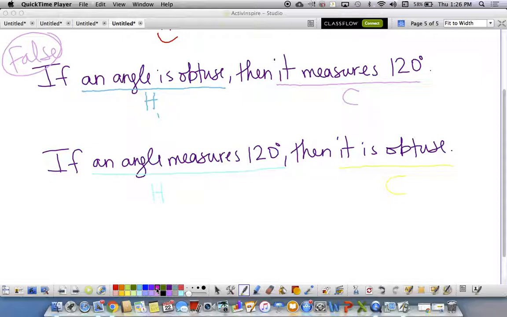Okay, 120 degrees, then it's a right angle. 120 degrees, then it's an acute angle or a straight angle. No. This statement is true. Do you notice something between this statement and this statement? What did I do? I flipped the last part and the beginning part.